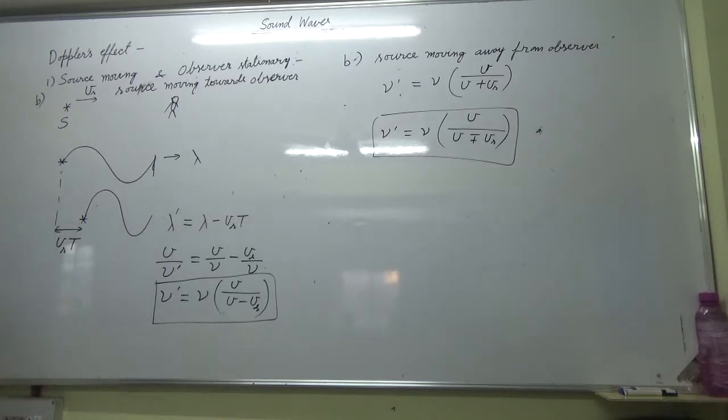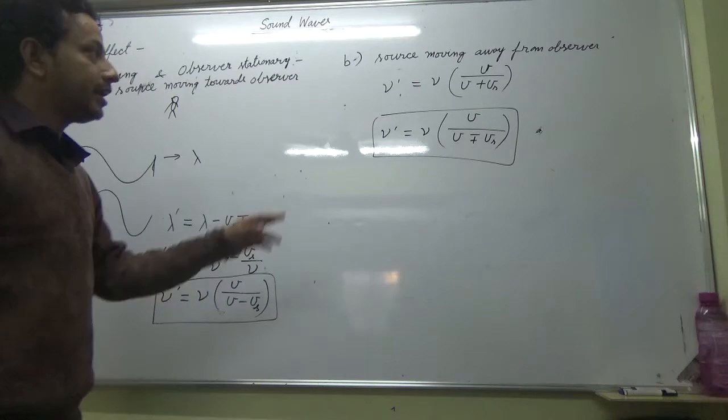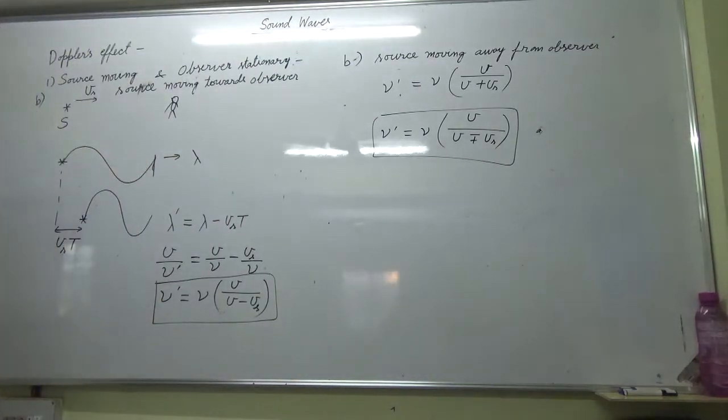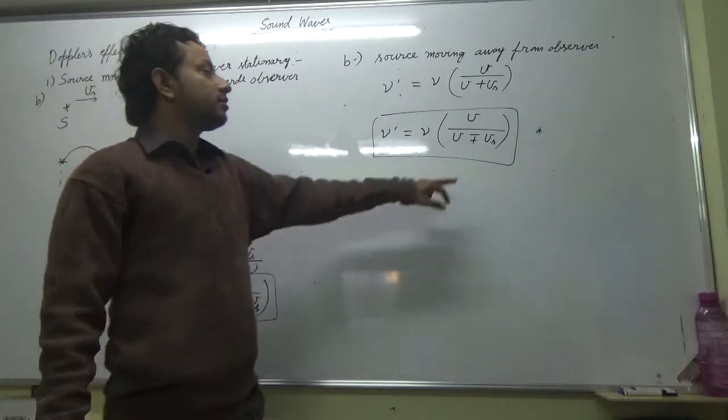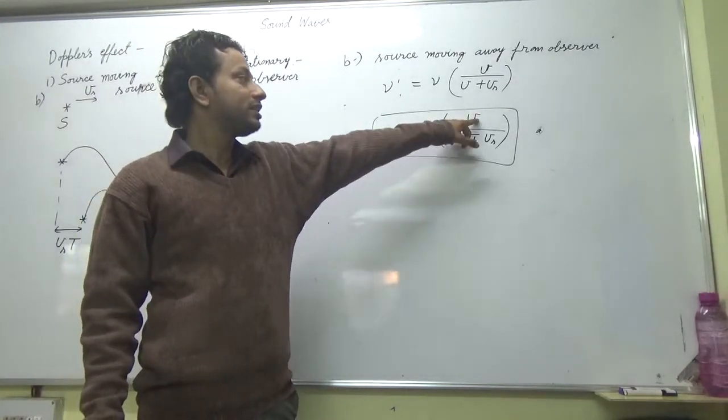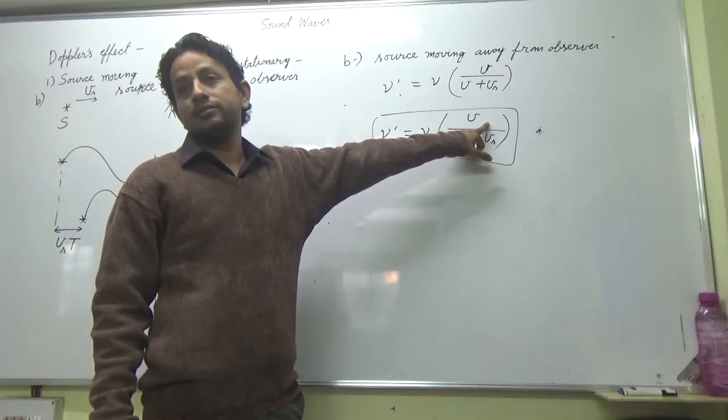Okay, the wavelength changes. Write about it. The wavelength changes when the source is moving. And how to memorize it? Very simple. If source is moving, then changes are in denominator. If observer is moving, changes are in numerator.